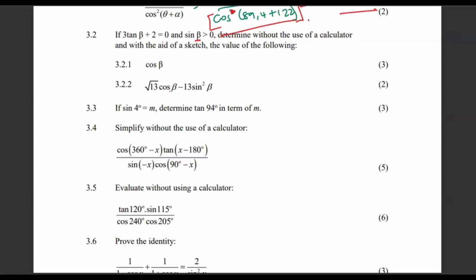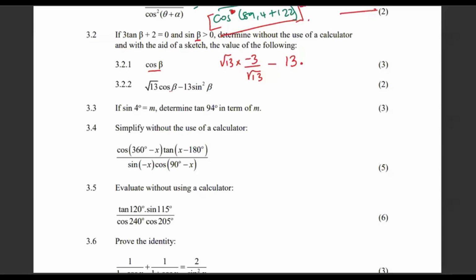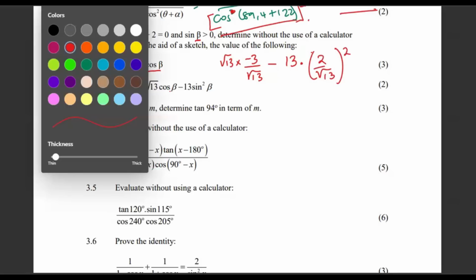So this is going to be root 13 multiplied by the cos. Remember, cos, we said it's negative 3 over root 13. We are subtracting 13 times the sine. Now, sine is the opposite, which is 2 over root 13. Okay, we're going to have 2 over root 13, and this is squared. Okay, so let's simplify that.